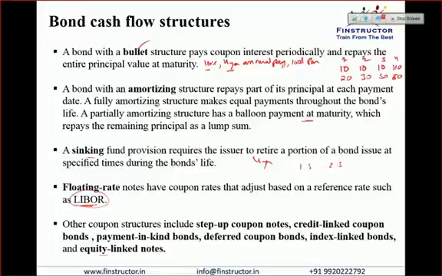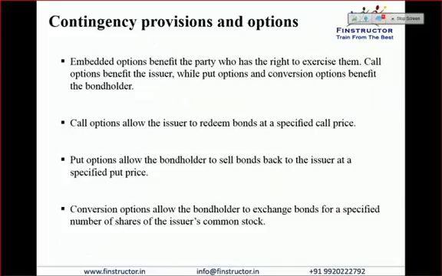So any kind of structure potentially can be created as long as there is an issuer and an investor in that structure. So there can be many cash flow structures. You don't need to know the details of each one of them. Just know that there can be various types. The bullet is the most common, and there are amortizing and other more complicated structures also that can be created.